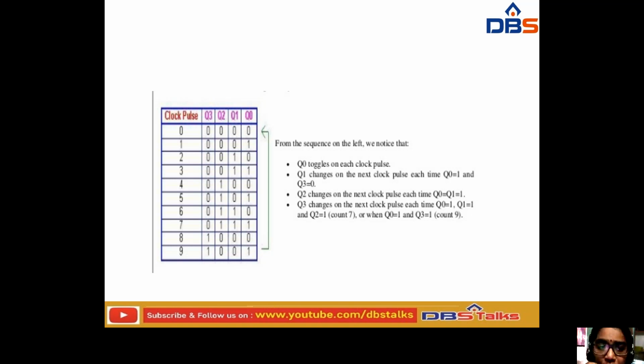And the next one is Q2, which changes on the next clock pulse each time when Q0 is equal to Q1 is equal to 1. The next one is Q3, how is the value of Q3 going to change? See here, the value of Q3 changes on the next clock pulse, when Q0 is equal to 1, Q1 is equal to 1, Q2 is equal to 1, that is up to count 7. Or when Q0 is equal to 1 and Q3 is equal to 1, the count value will become 9.